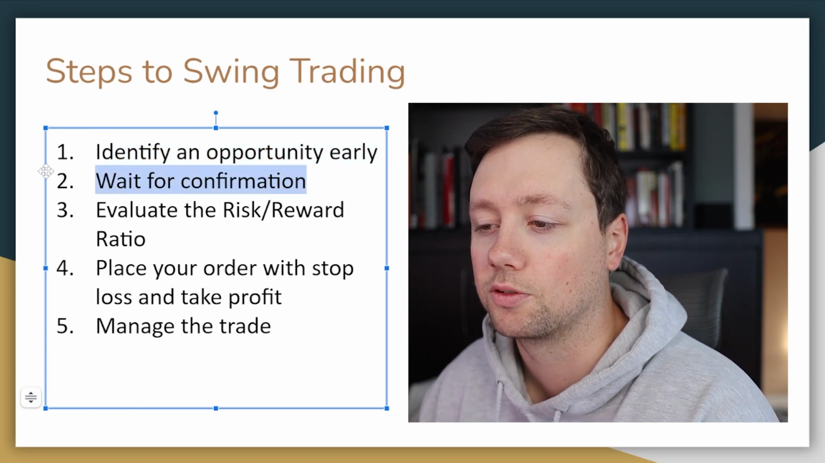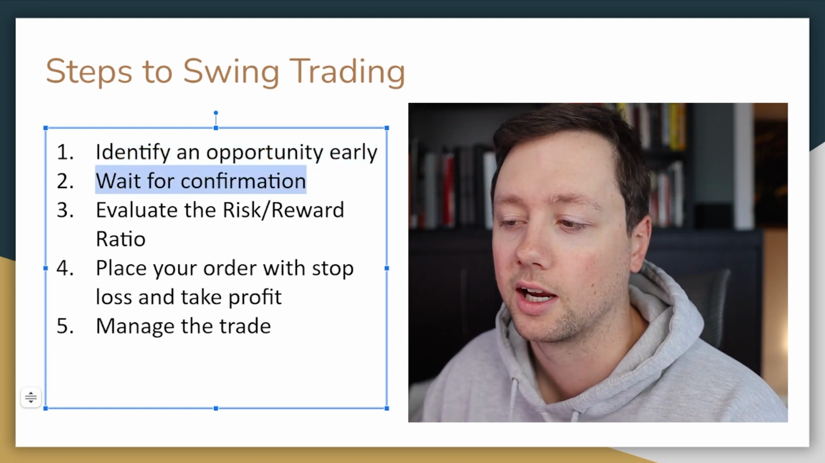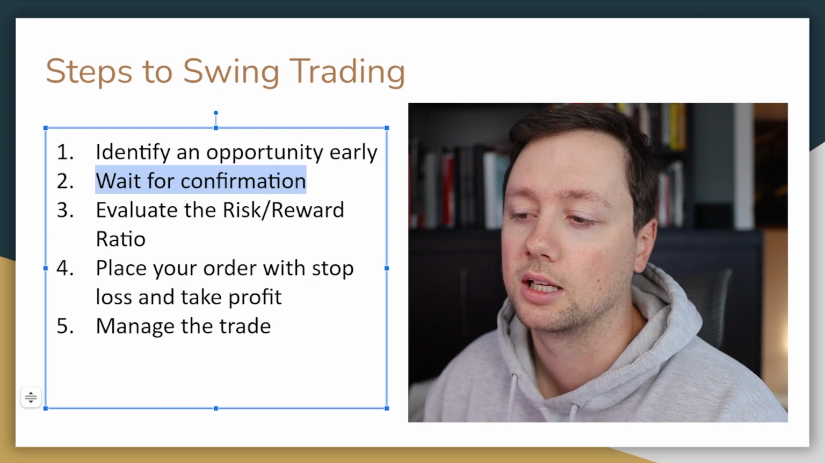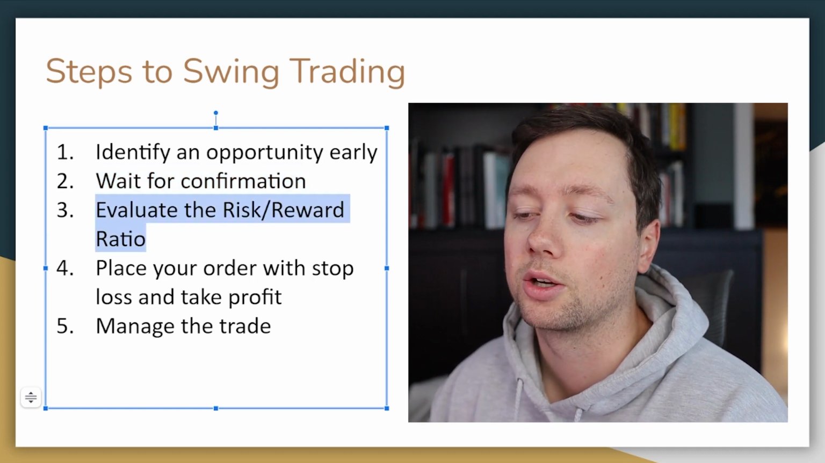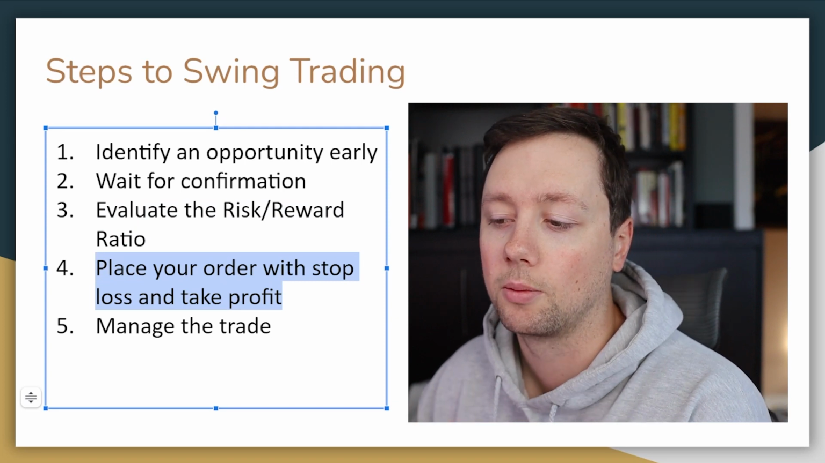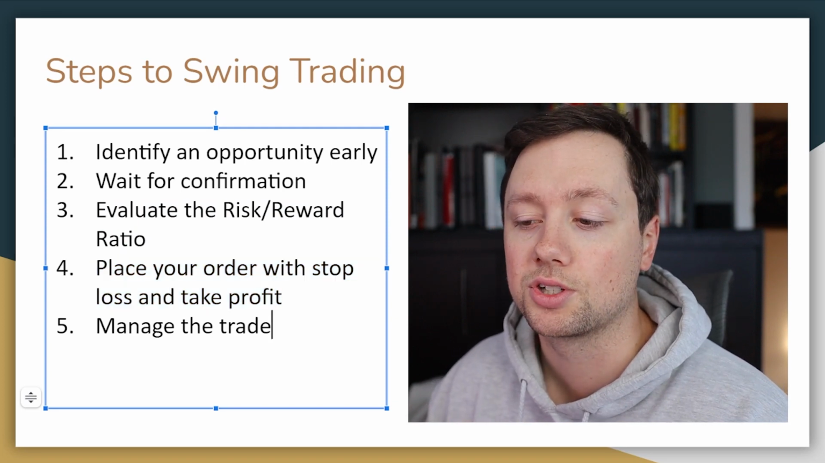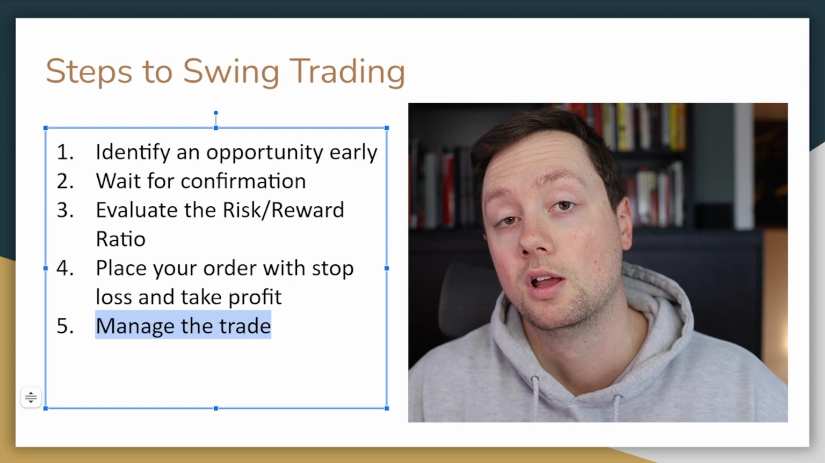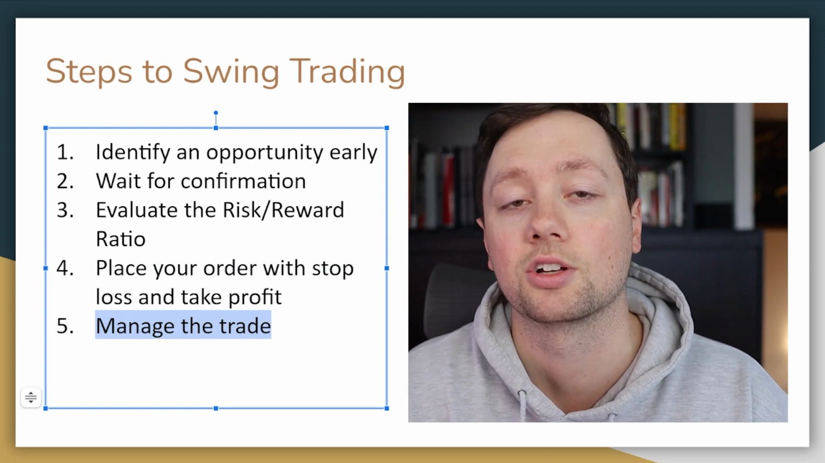Then you want to wait for confirmation that the opportunity is actually there and you have a good, solid understanding of what's happening. You then need to evaluate the risk to reward ratio on that trade. You need to place your order with a stop loss as well as your take profit levels, and then you need to manage that trade. Now, those are the 5 steps. Let me show you what that looks like in action.